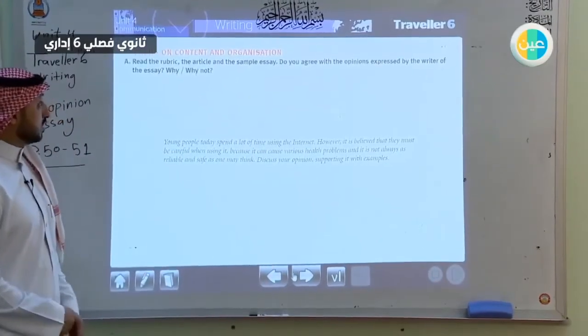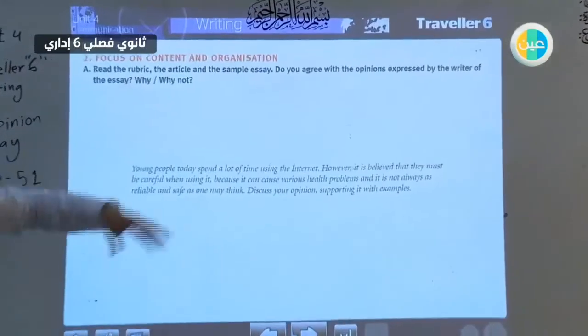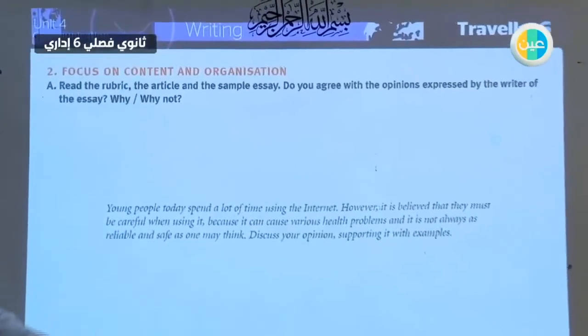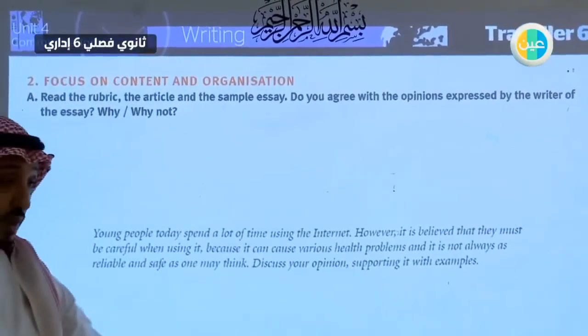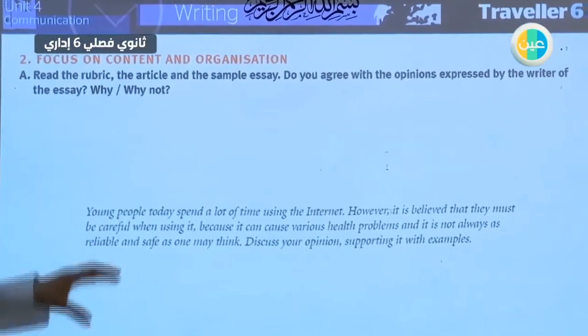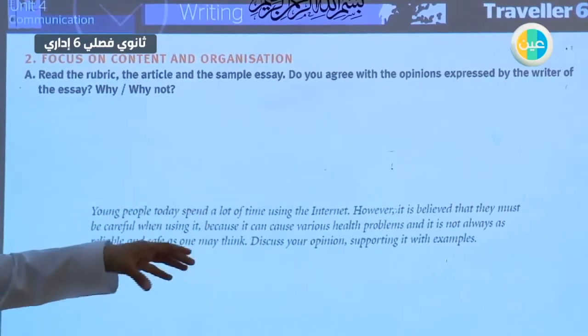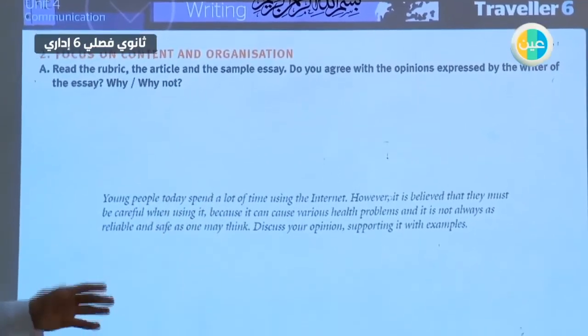Maybe they steal your email, steal your information, and use it for their benefit. Now, focus on content and organization. So this is the rubric, guys, as I told you, the instructions that you should follow to write a paragraph. So read the rubric, the article, and the sample essay. Do you agree with the opinions expressed by the writer of this essay? Why or why not?